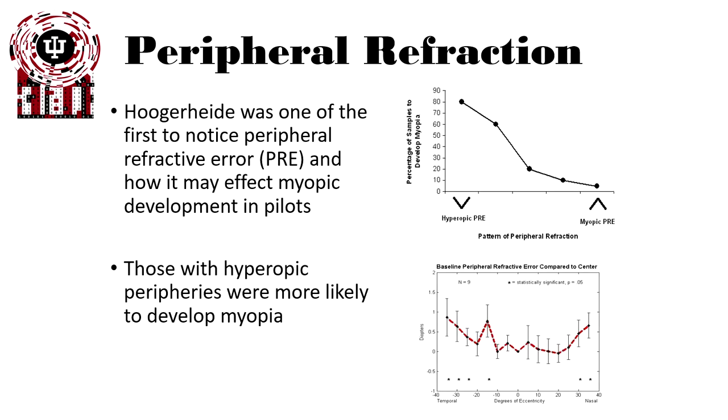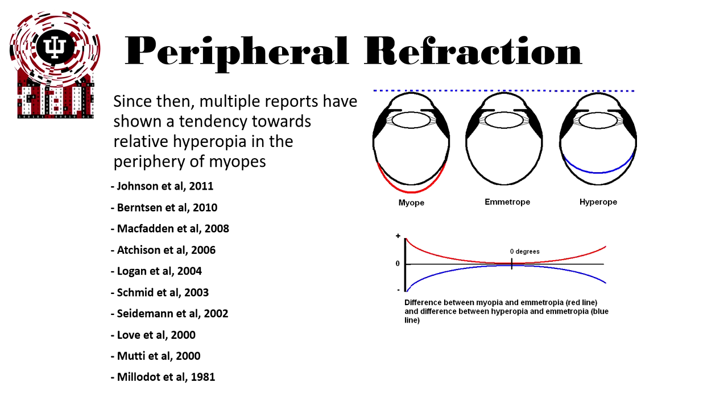We've known for a long time that in humans, especially starting with research by Hoogerheide, that the peripheral refractive error was important to the development of myopia. Patients that exhibited relatively hyperopic peripheries were more likely to develop myopia. Since then, there have been multiple reports that have shown a tendency towards relative hyperopia in the periphery of myopes.